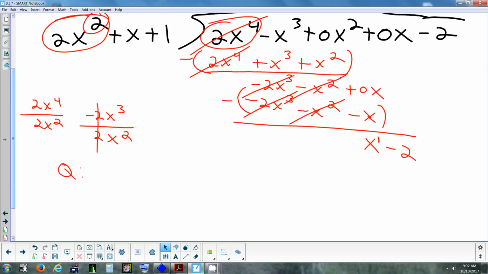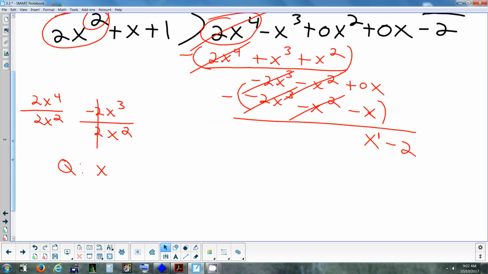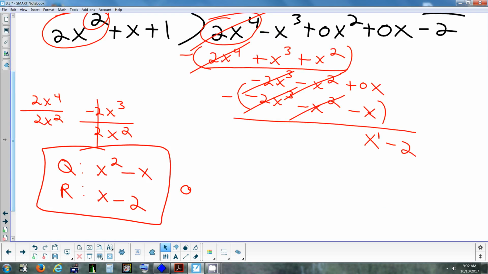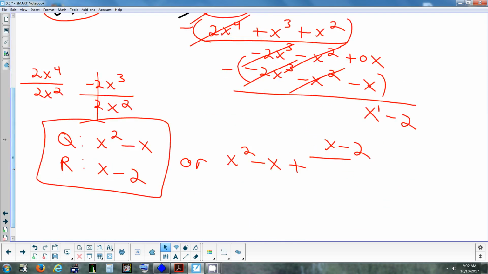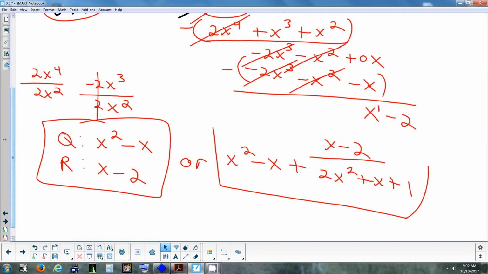So quotient is x squared minus x, remainder x minus 2. Or you can write it as quotient plus your remainder over your divisor, 2x squared plus x plus 1. And again, if you did everything right, you should be able to graph the original problem, and they should come out exactly the same.